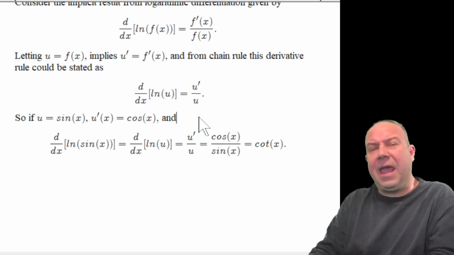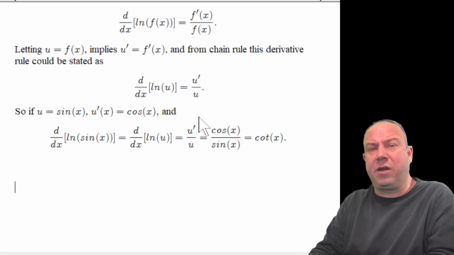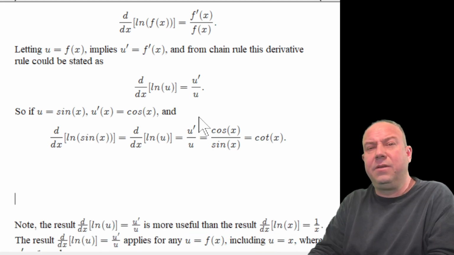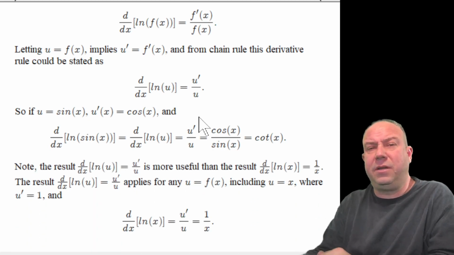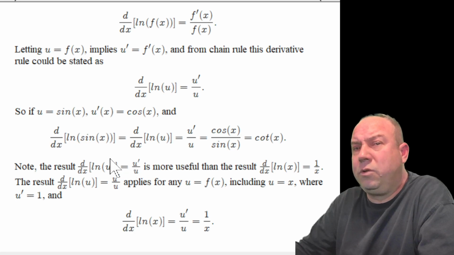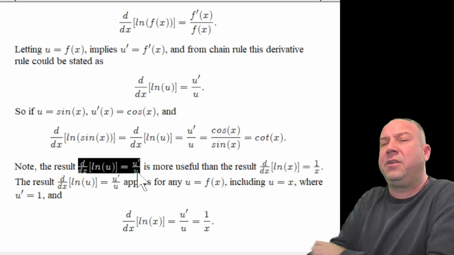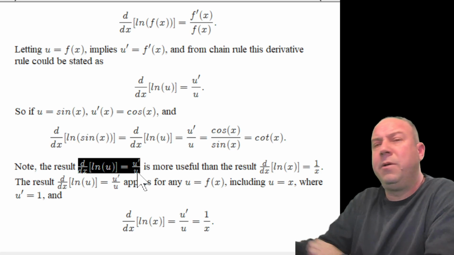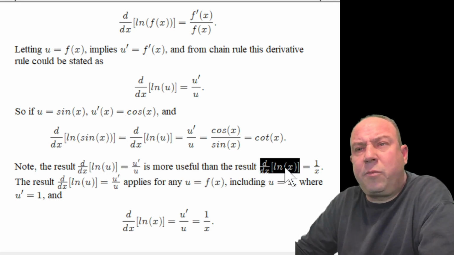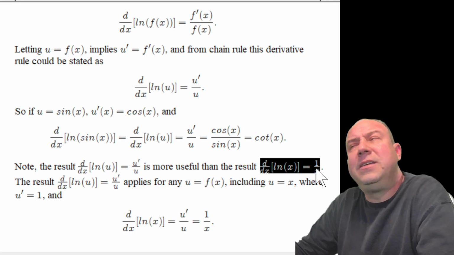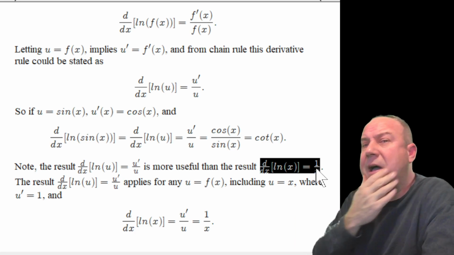All right. And one thing we ought to notice is that it is certainly more useful than just the rule itself. The result, the derivative with respect to x for the ln of u equal to u prime divided by u, one might argue is far more useful than the ln of x derivative just equal to 1 over x.